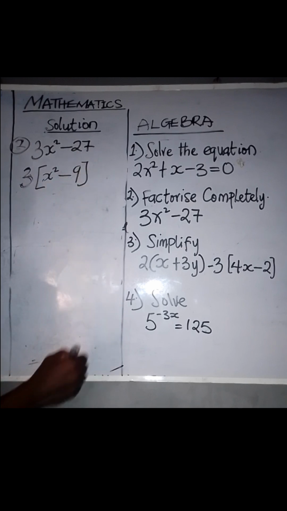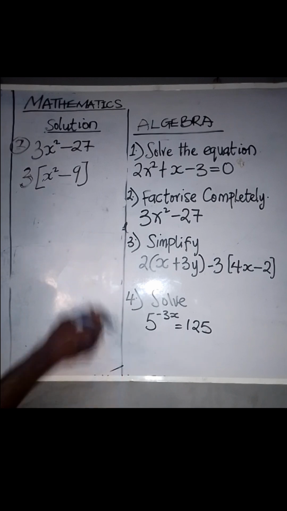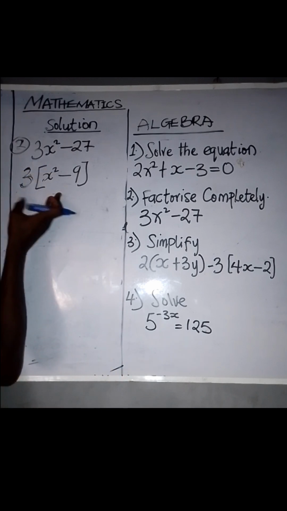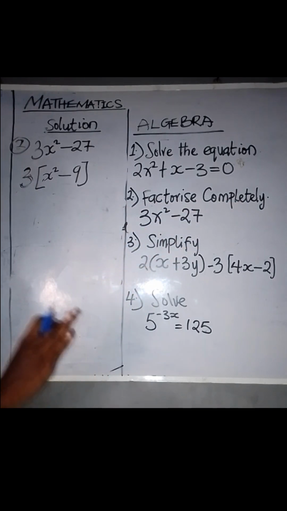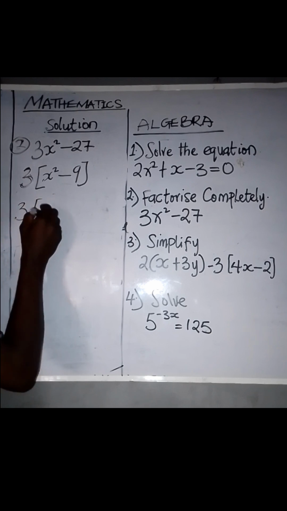From this part, remember the question said completely. I can try to factorize and stop here, but the question said factorize completely. So you have to factorize it completely until there's nothing to factorize again. So it now becomes 3 equal to what?